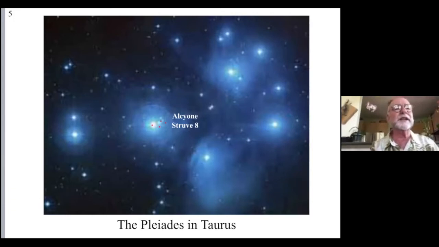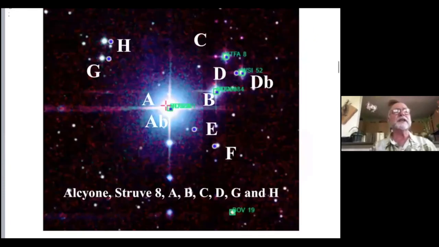Those three other stars are its visual companions, okay? So I'll go to the next slide. Whoops, gotta clear that, turn that off. And here is Alcyone close up.